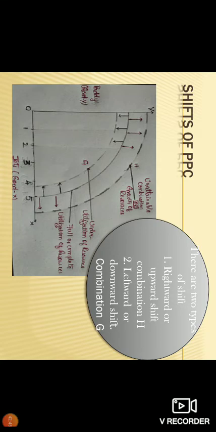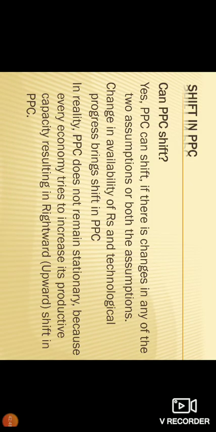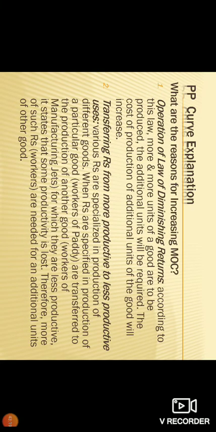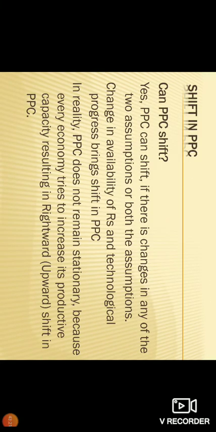Leftward shift, you can see there. So any point above or outside, rightward or upward of the production possibility curve, like H, indicates unattainable with the given resources, or growth in the resources or technology. With growth in resources and growth in technology, the economy can surely attain it. This reflects the growth in the supply of resources or growth in technology or both. If both grow, it is really very nice to see the economy growing. So a rightward shift is a good sign for an economy.